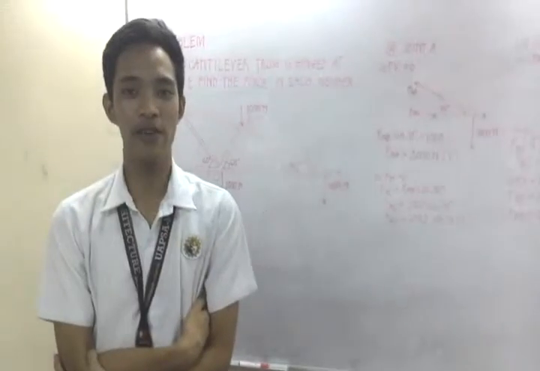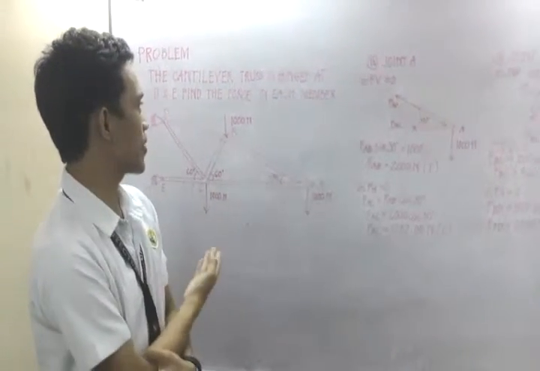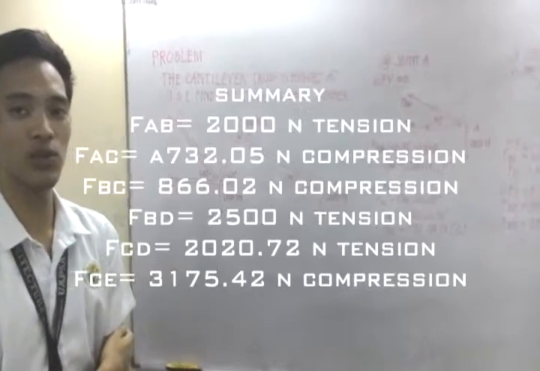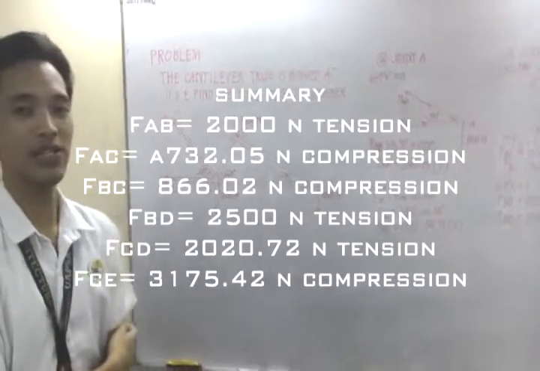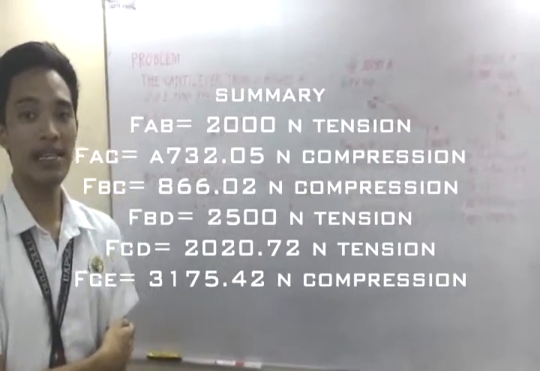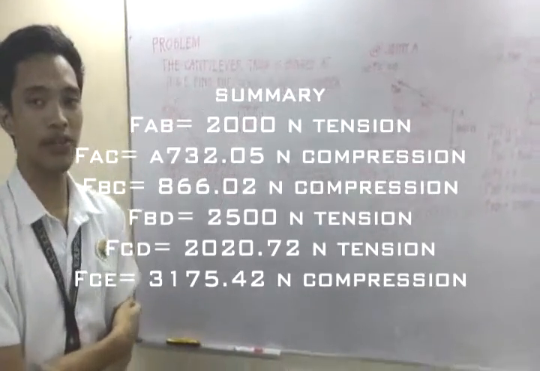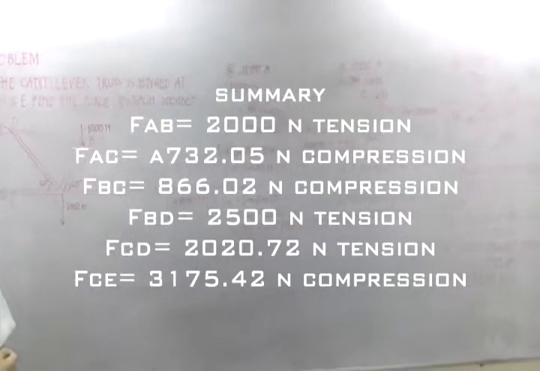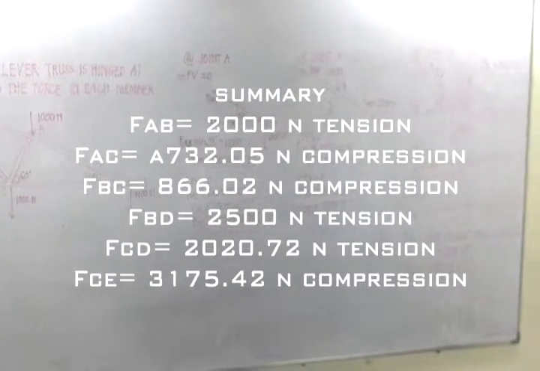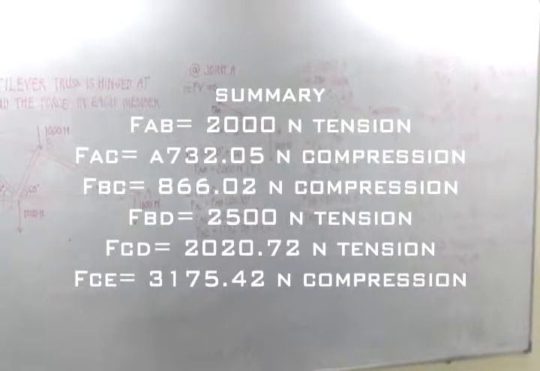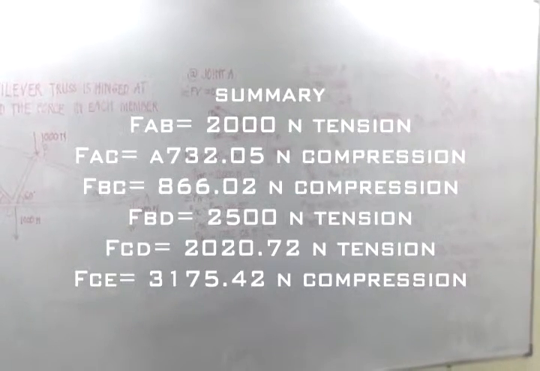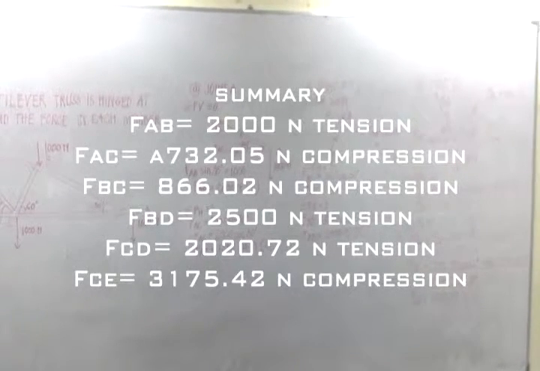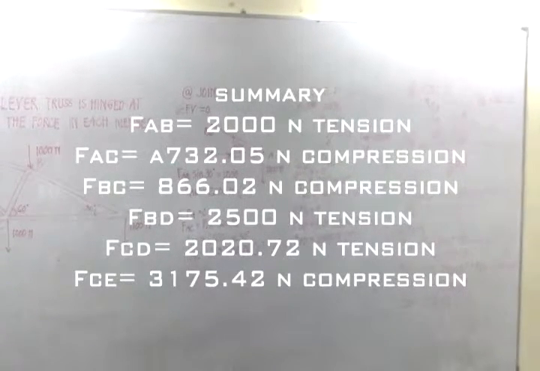To summarize the forces acting on the cantilever truss, the force AB is equal to 2000 Newton, which is a tension. The force AC is equal to 1732.05 Newton, which is a compression. The force BC is equal to 866.02 Newton, which is a compression. Force BD is equal to 2,500 Newton, which is a tension.